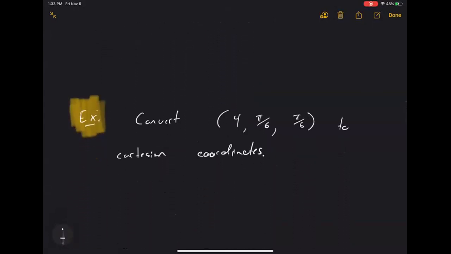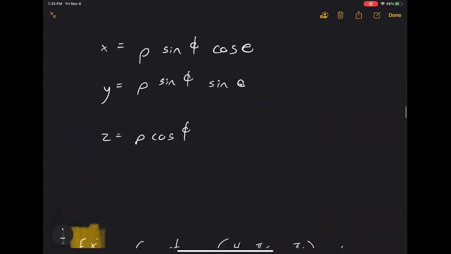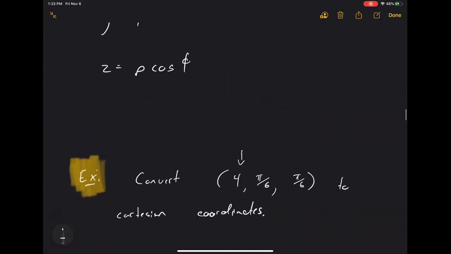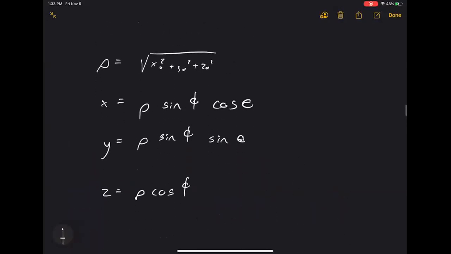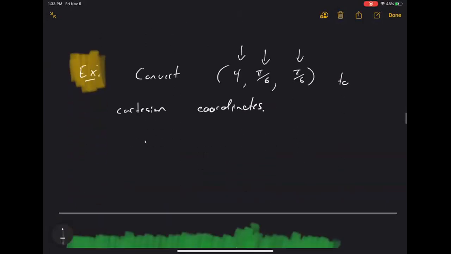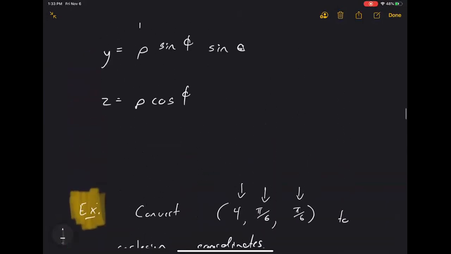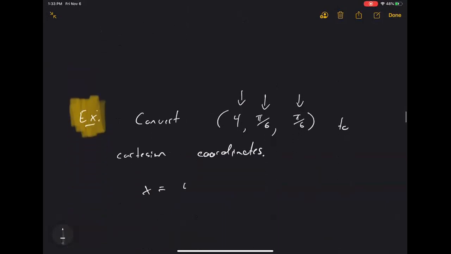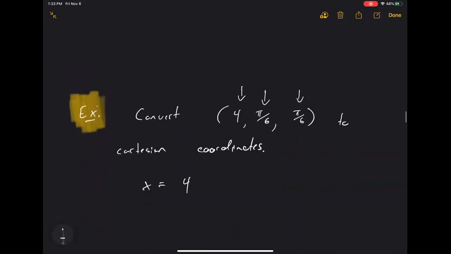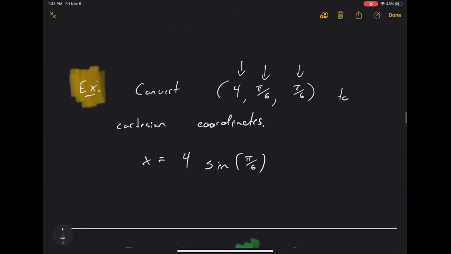So let's see an example. Let's convert these spherical coordinates to Cartesian coordinates. All I need to do is plug my values for rho, theta, phi into these expressions. So what's my x going to be? My x is going to be rho, 4, times sine of phi, so sine of pi over 6, times cosine of pi over 6.